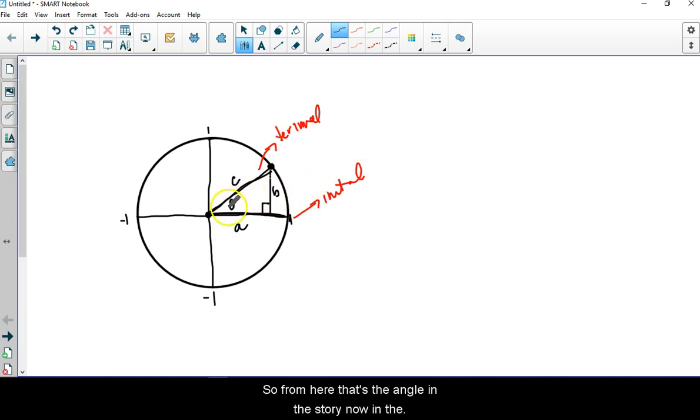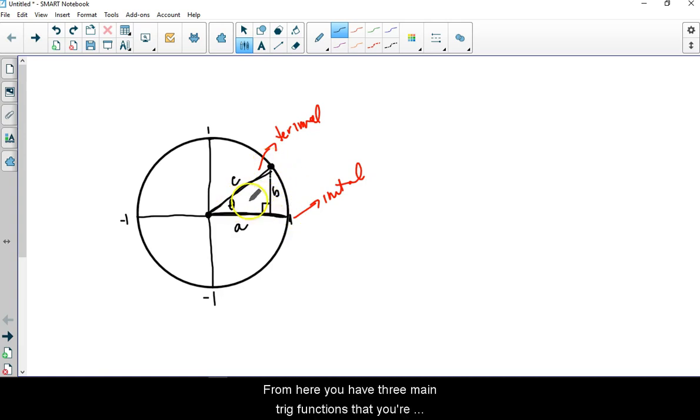So from here, that's the angle in this story. Now in the application problems that you'll see later on, you might be talking about theta being up here, right? So theta is not always the central angle. Theta is like our x for trig, right? X can move around, theta can move around. But if we're talking about inside the unit circle, we're talking about this angle that's created at the center here, that starts at this initial ray and ends with the terminal ray.